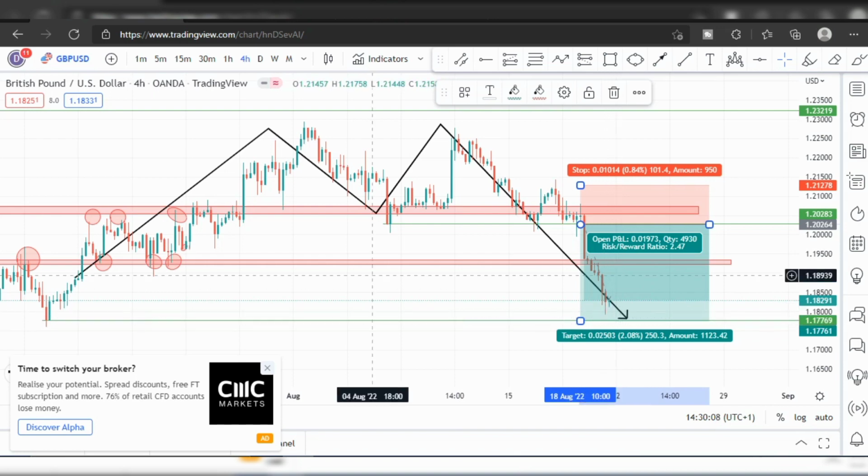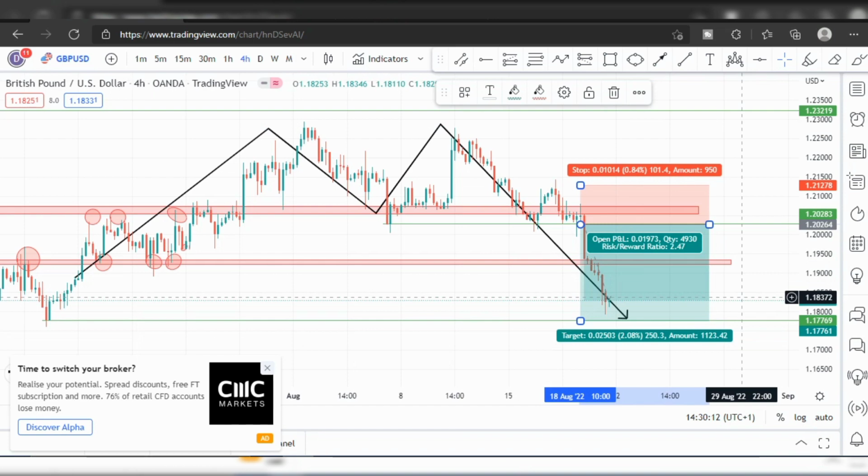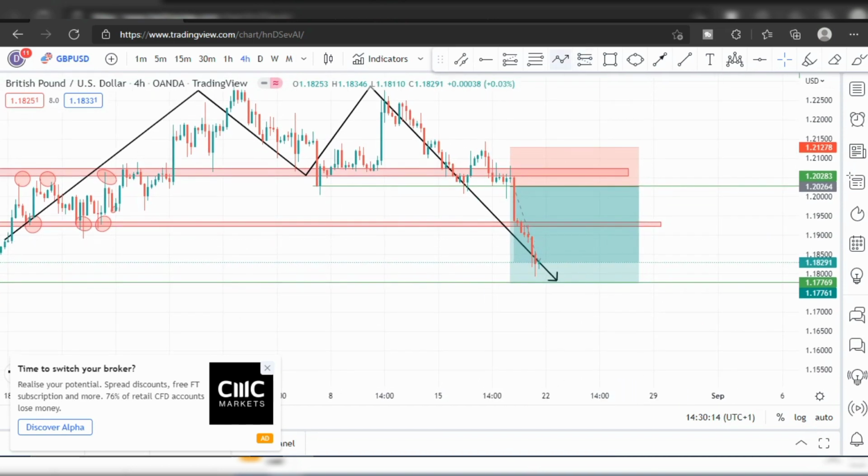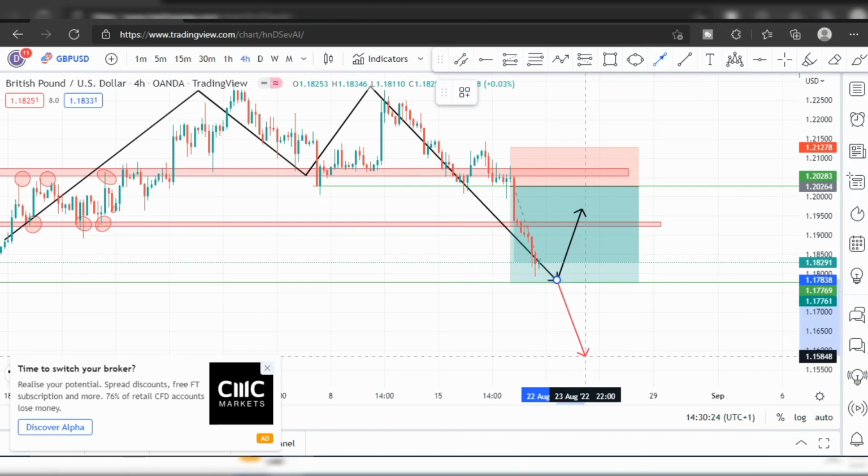Price has gotten down to the support level. So what we are going to do is just to see how price reacts to this area. You know the possibilities already. If you've been with me for some time, you know that there are always two possibilities: either price bounces to the upside from that level, or price breaks and then continues to the downside.